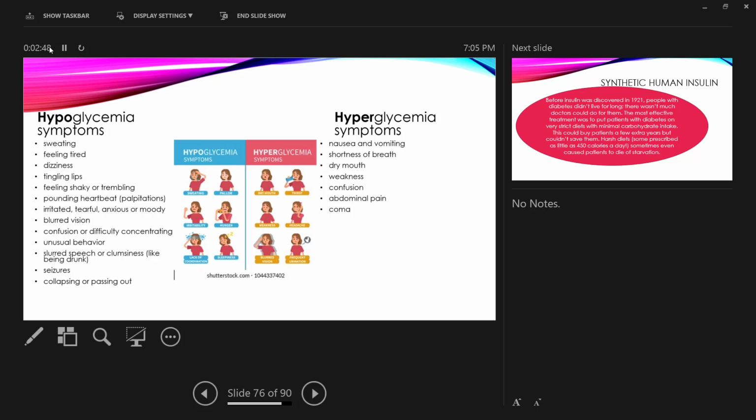If a low blood sugar level is not treated, more serious symptoms can occur, like blurred vision, confusion, or difficulty concentrating, unusual behavior, slurred speech, clumsiness like being drunk, seizures, collapsing, or passing out.